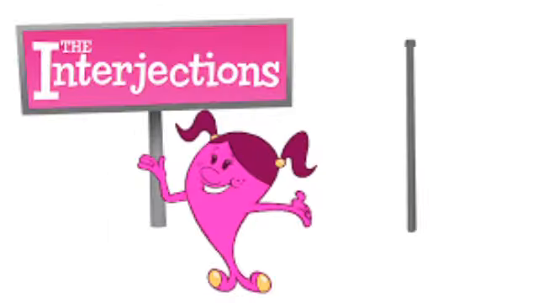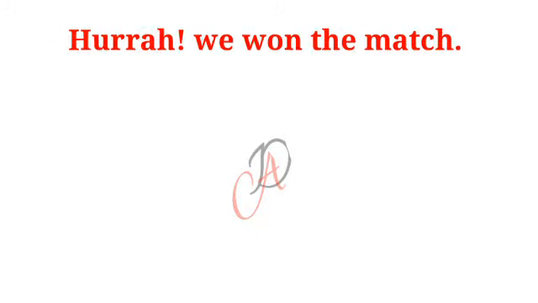Interjections are the words that have no real meaning but they help us to show sudden emotions or exclamations. It means it is a word that expresses our sudden emotions and feelings. For example, hooray, we won the match. Here, the word hooray shows an excitement or surprise or an amazement.